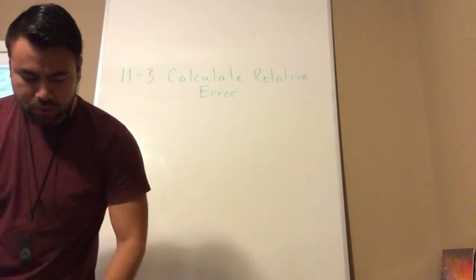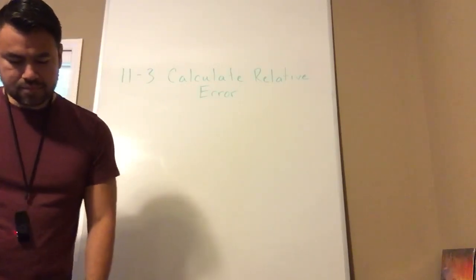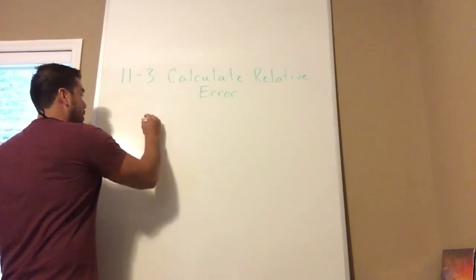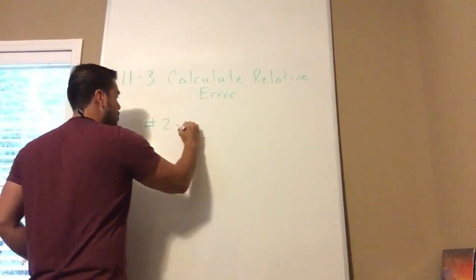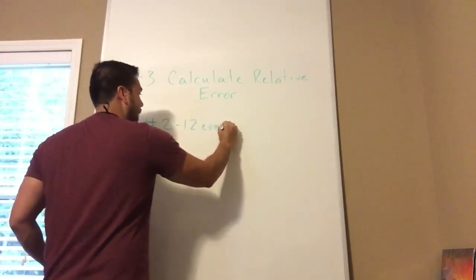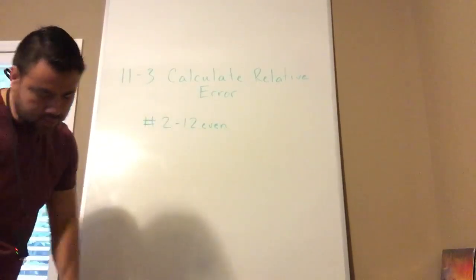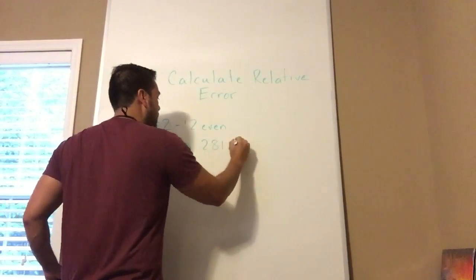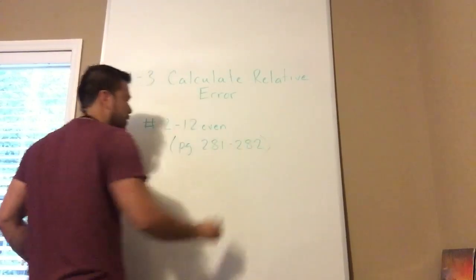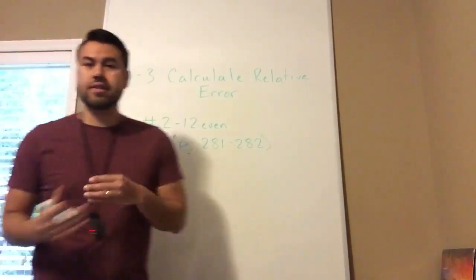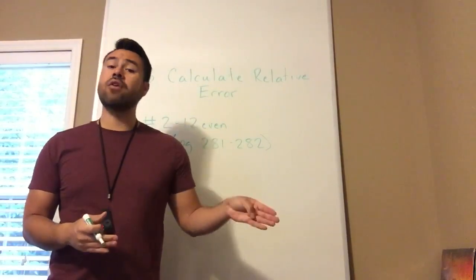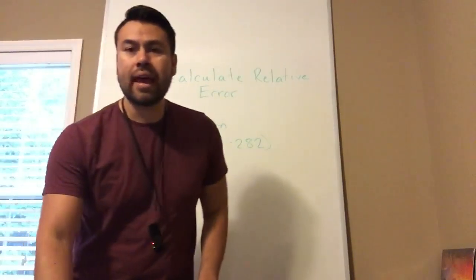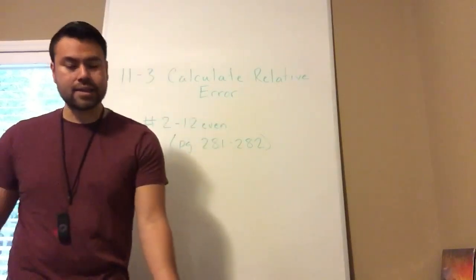So tonight's homework is going to be numbers 2 through 12 even, and that's found in your book, pages 281, 282. So don't forget you're dealing with just distance, area, and volume, so make sure you use appropriate measurements for that, and hope you do well in this last lesson of the week.